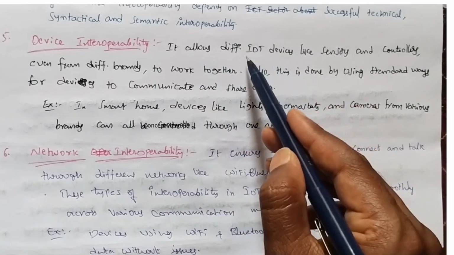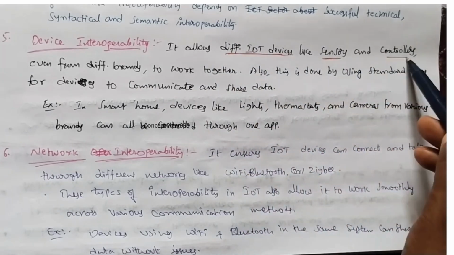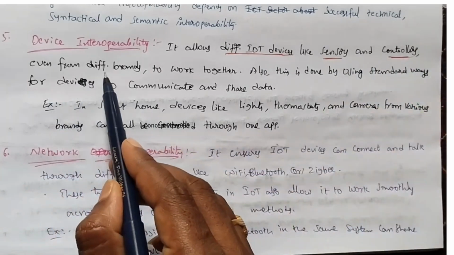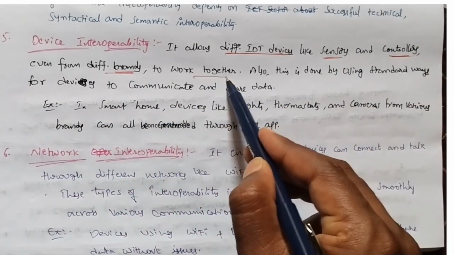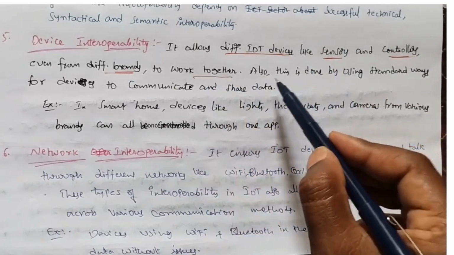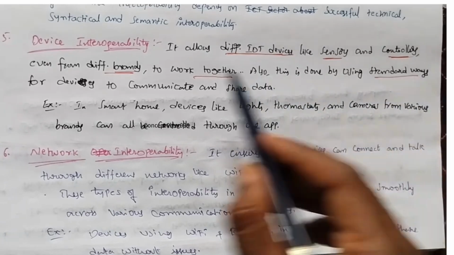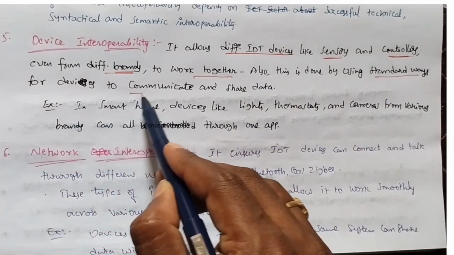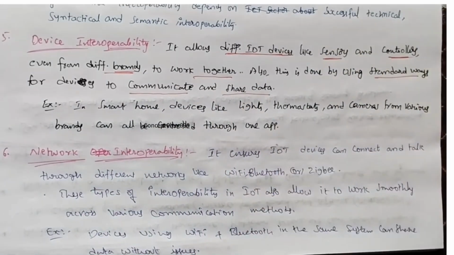It allows different IoT devices like sensors and controllers, even from different brands, to work together. This is done by using standard ways for devices to communicate and share data. This is called device interoperability.